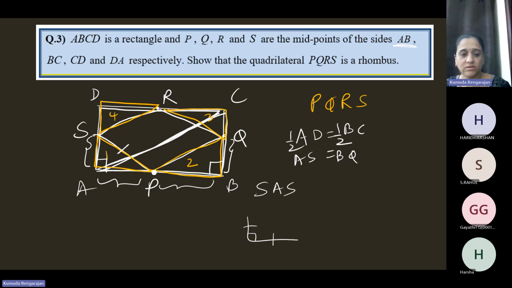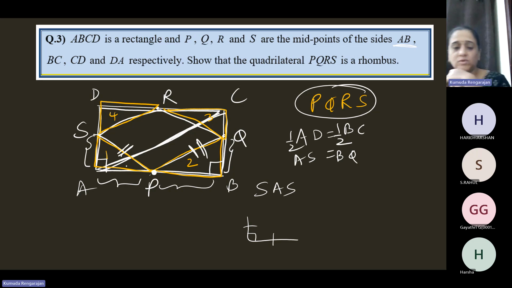By CPCT, the hypotenuse, this one is equal to this one. But what are PS and PQ for the quadrilateral PQRS? They are the adjacent sides of the parallelogram PQRS. We already proved PQRS is a parallelogram. Now PQ is equal to PS. Adjacent sides are equal. Therefore, it's a rhombus.